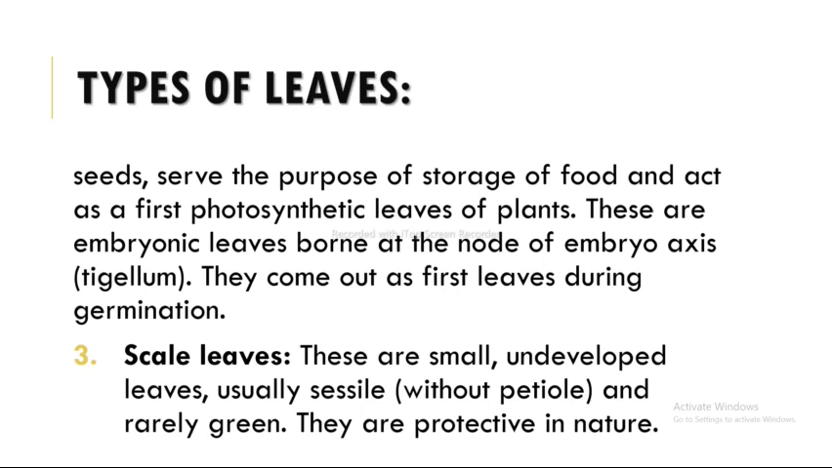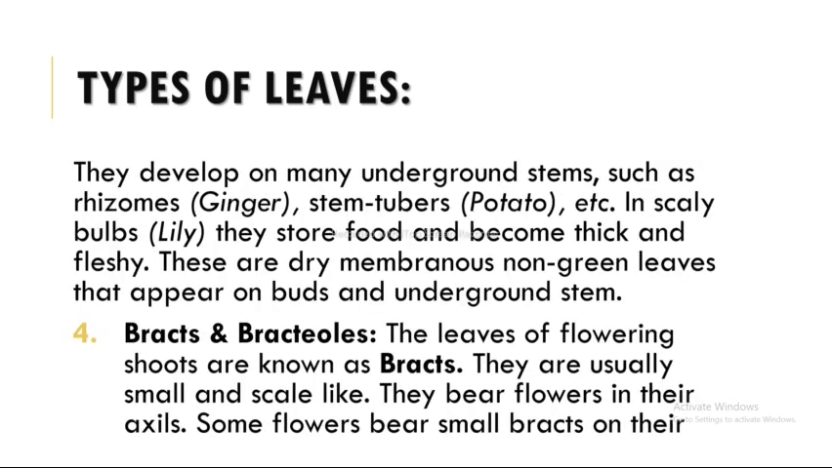The third type of leaf is scale leaves. Scale leaves are small undeveloped leaves, usually sessile, without petiole and rarely green. They are protective in nature and they develop on many underground stems such as rhizomes, ginger, and stem tubers like potato, etc. In scaly bulbs like the lily, they store the food and become thick and fleshy. And these are dry, membranous, non-green leaves, and they appear on buds and underground stems.